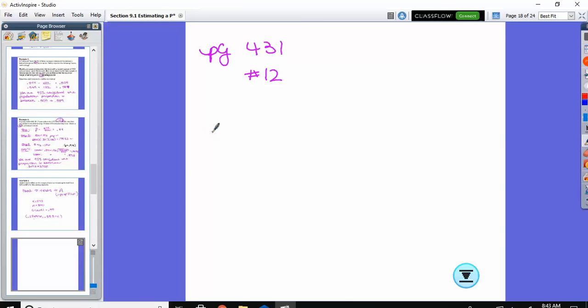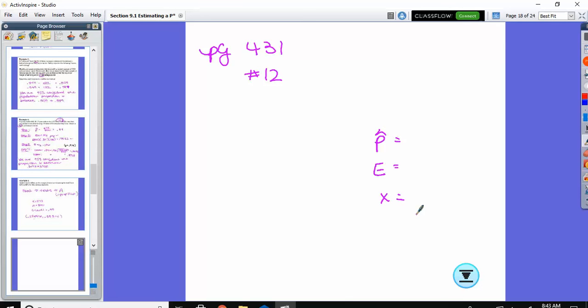Okay, so our directions tell us to determine the point estimate. So we need our p hat. We need the margin of error. And the number of individuals in the sample with the specified characteristic. So we need x. So we are working backwards here.